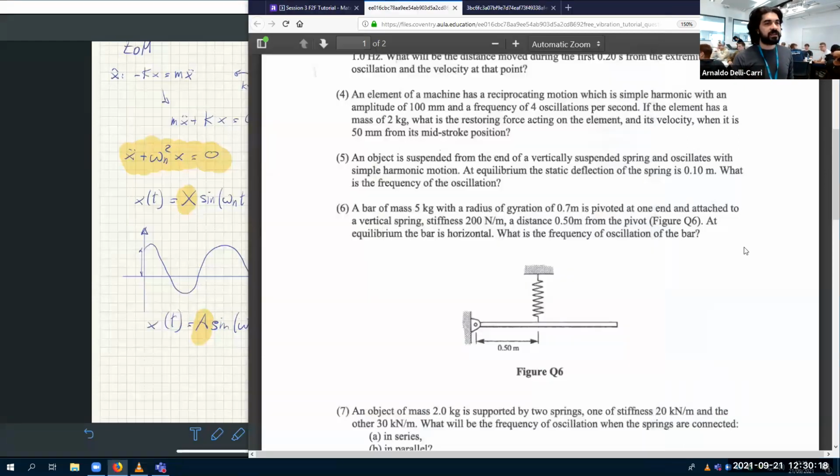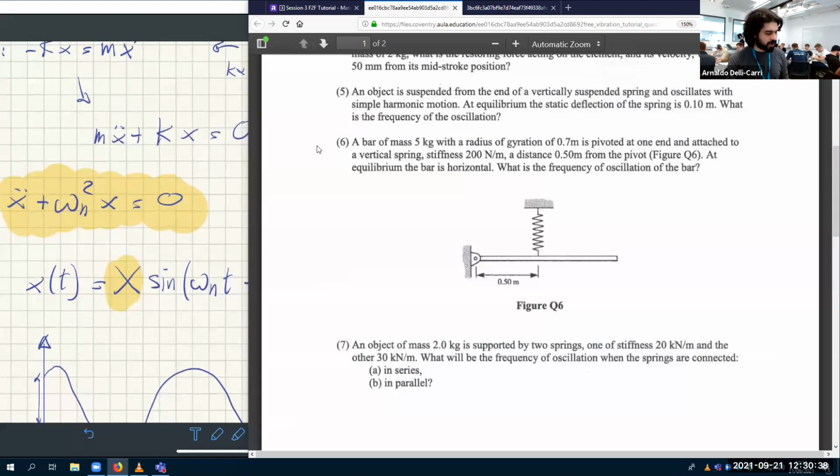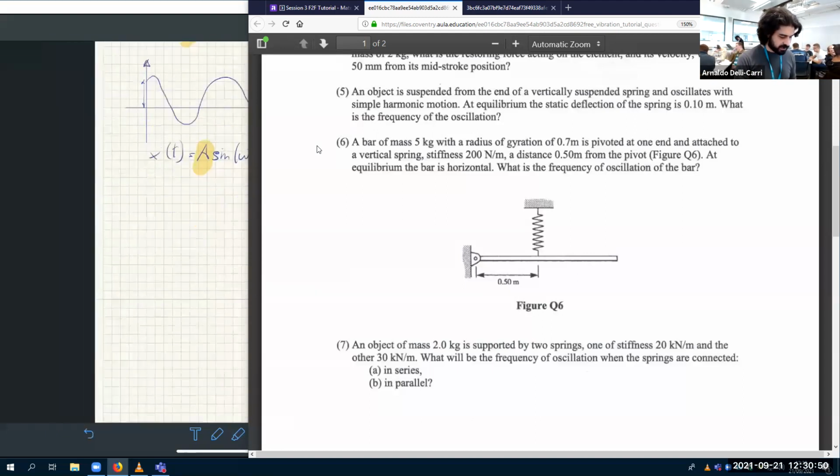Okay, now let's solve question 6. Question 6 is, of course, a single degree of freedom system that if you pull it down and release it, it will start vibrating. Do you agree? You have a spring, you have something with mass. It's not an equation as simple as this one, but we can turn it into an equation that looks like this one that we can solve. Okay? So let's do that. Question 6.